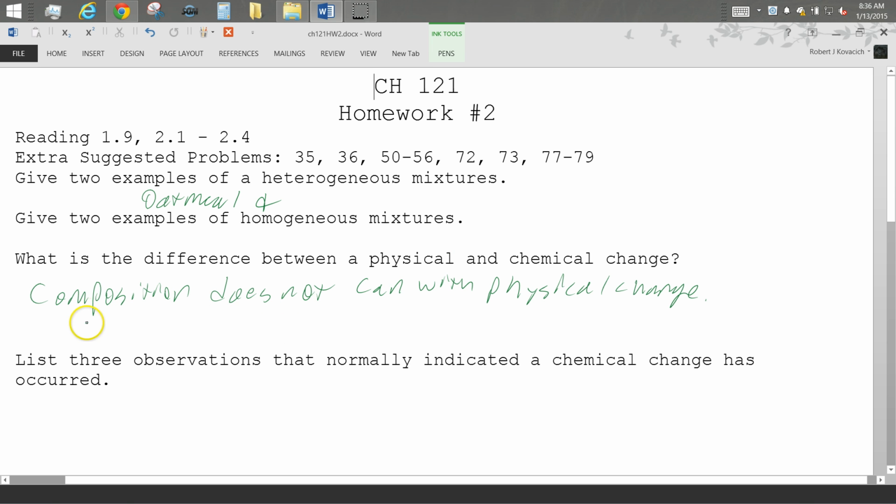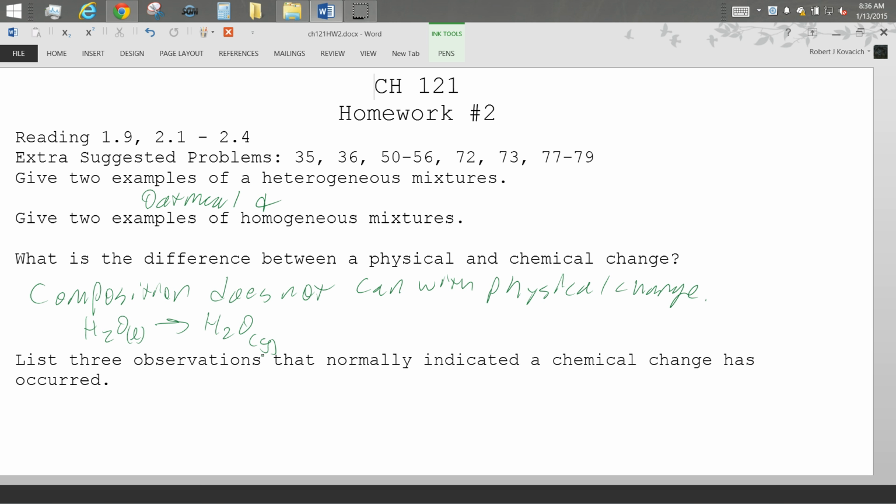So something like water, that's a liquid on top of your stovetop that's boiling and it's turning into a gas. So on each side of the arrow, I've got a water molecule, so it doesn't change. And so that's obviously a physical change.